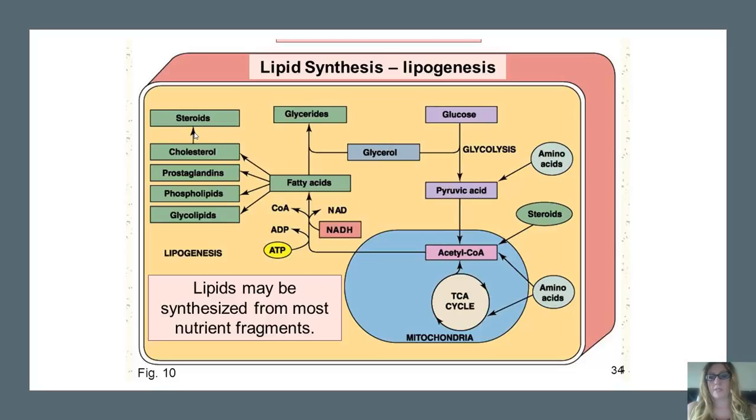But you can see that it still is connected. This is still the main pathway that we were discussing earlier at the beginning of the video. We've got our glycolysis here, going from glucose to pyruvic acid. Pyruvic acid and pyruvate are the same thing, by the way. So glucose to pyruvate. Pyruvate goes to acetyl-CoA, and then that enters the citric acid cycle.